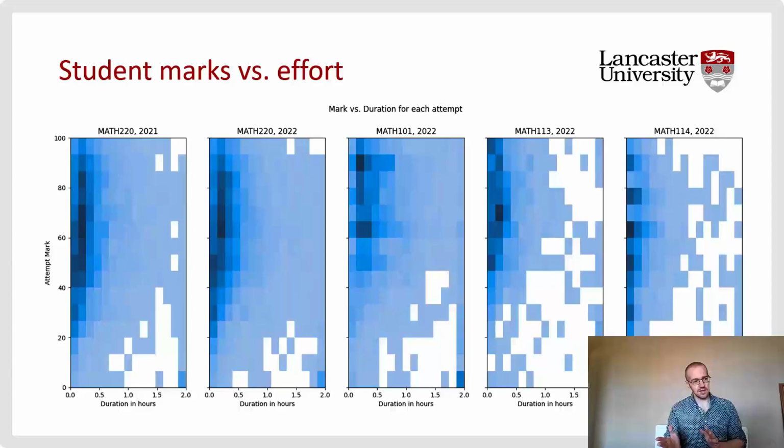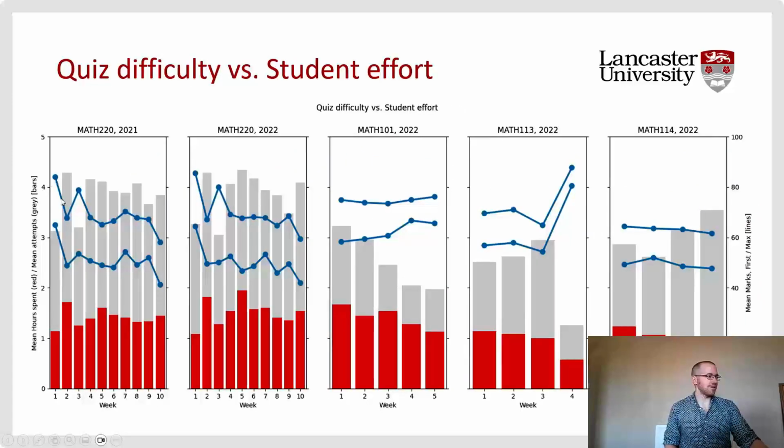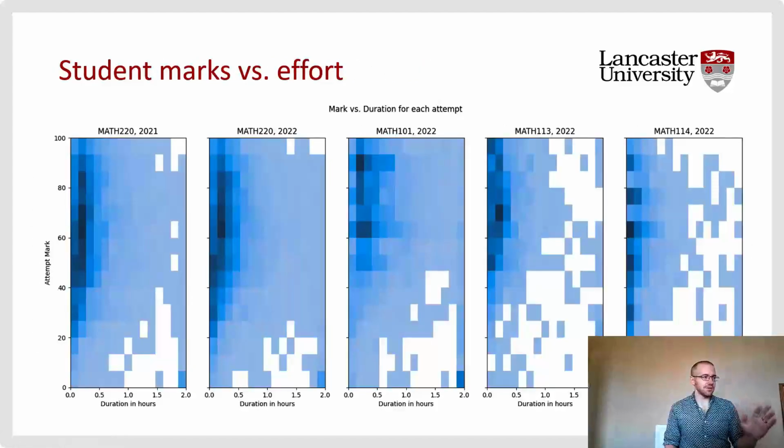Some students have the quiz open for that long. It's not clear what they're doing for those 2 hours. But the vast majority are under an hour and even under half an hour. Otherwise, there's no relationship, right? I said in the last slide that the lower the mark, the higher the effort. On a module level, that might be true. But when you look at individual students, there's no relationship in the data. And in fact, there's a huge range of behavior.